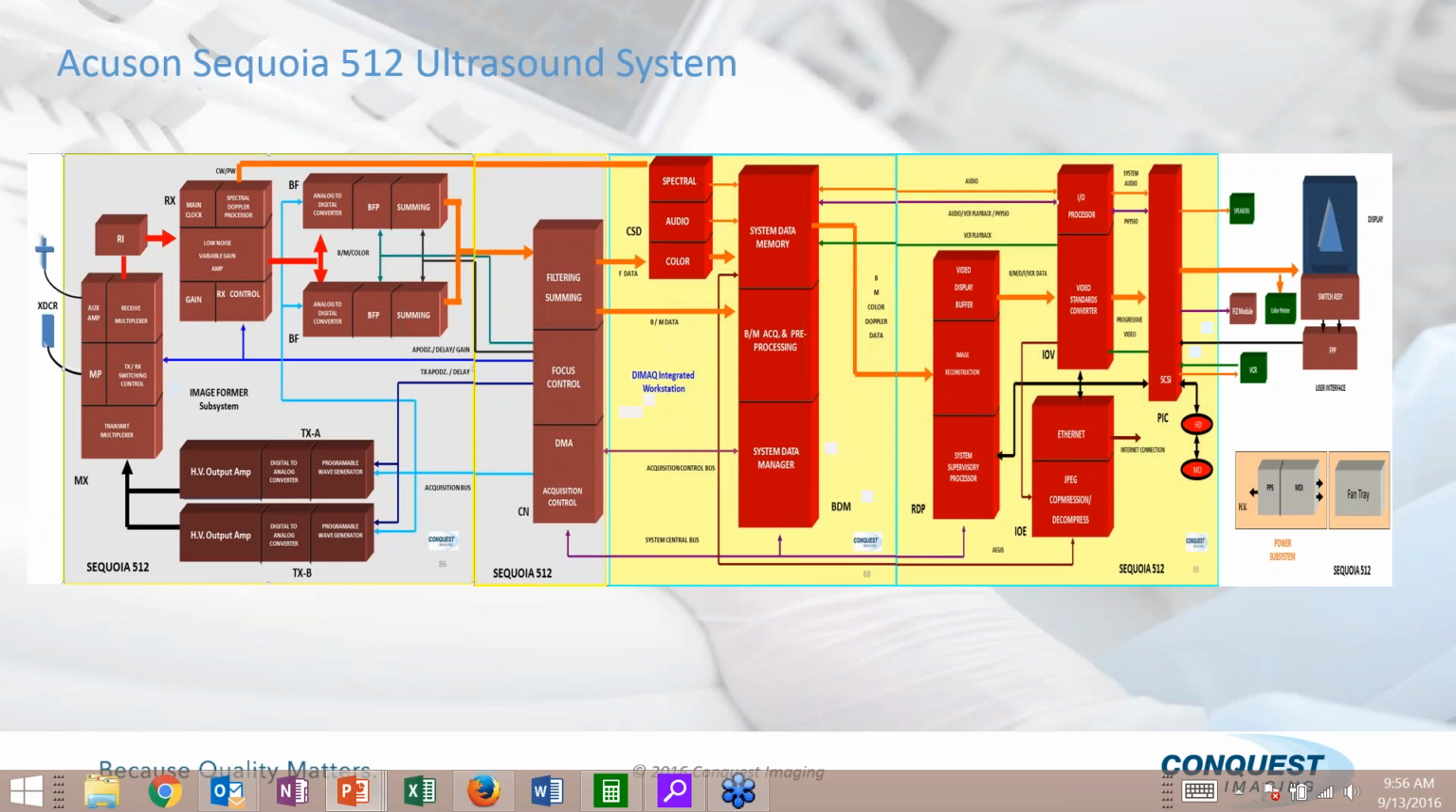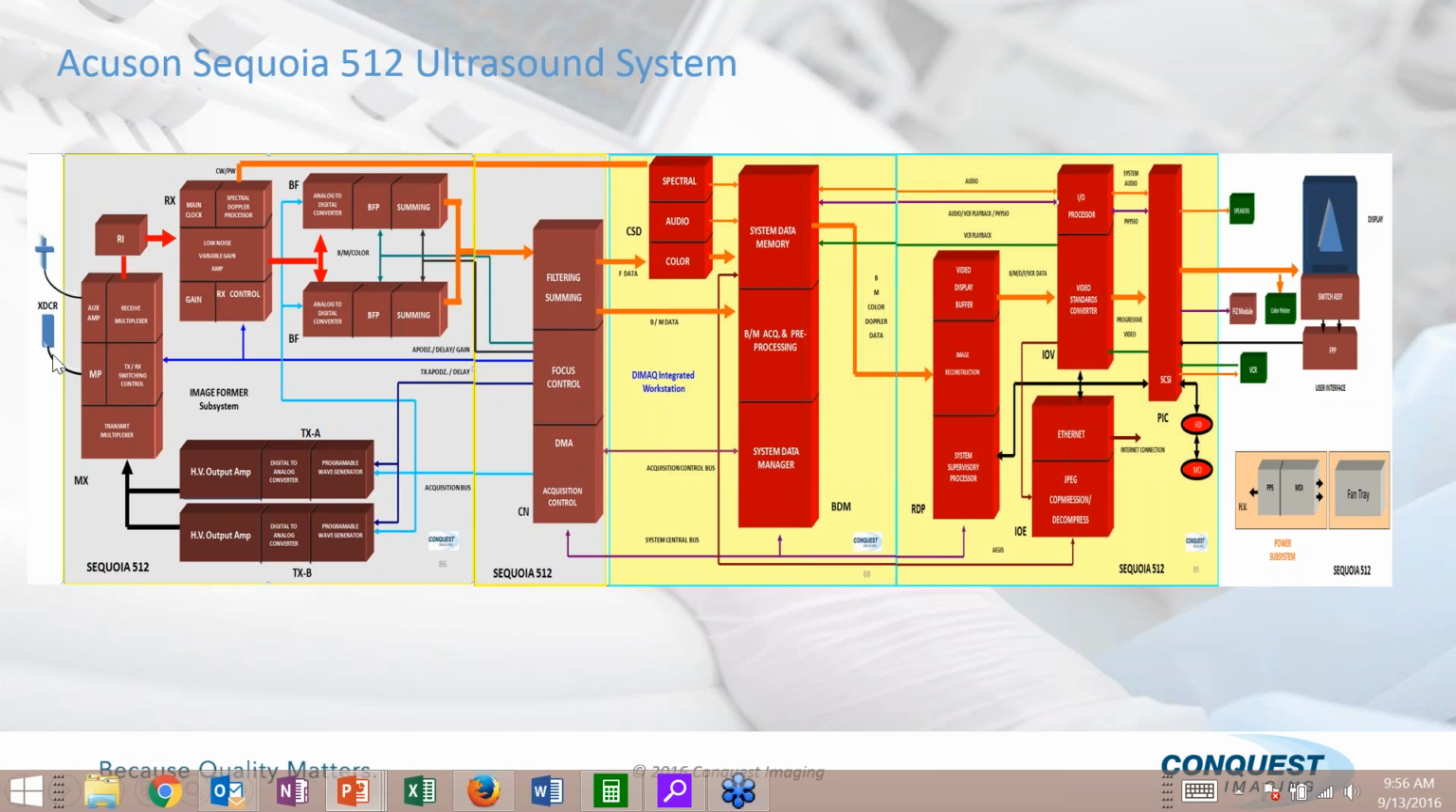So this is an Ultrasound Sequoia, a little bit older system, but this is what the front end looks like. And so we have transmitters. They generate these high voltage pulses. Those pulses go to the transducer interconnect board. They go out to the transducer. They send the signals into the body.